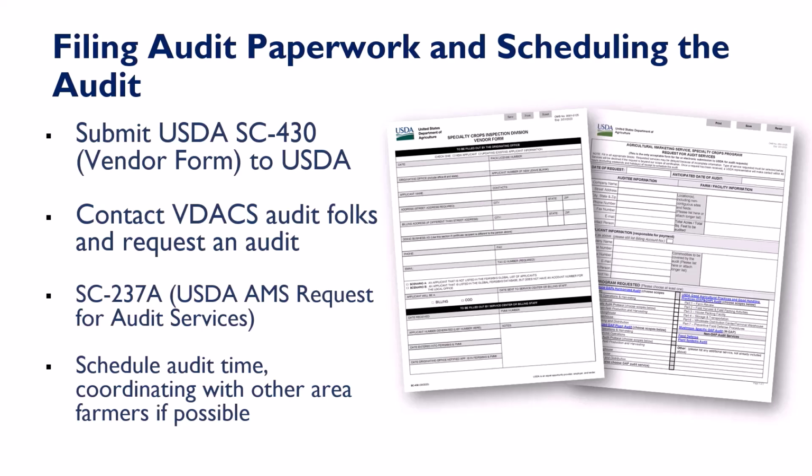Work with your auditor to schedule your audit date and time. You can call them and also send them Form SC-237A, which is USDA's Agricultural Marketing Service Request for Audit Services form. If possible, check with your VCE agent or other nearby farms to see if you can coordinate multiple farm audits during the same trip. This can help reduce the audit cost, since audit costs include travel as well as the audit inspection time and office time.